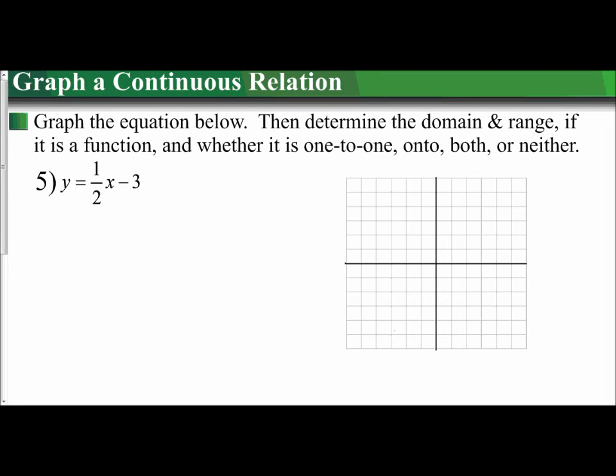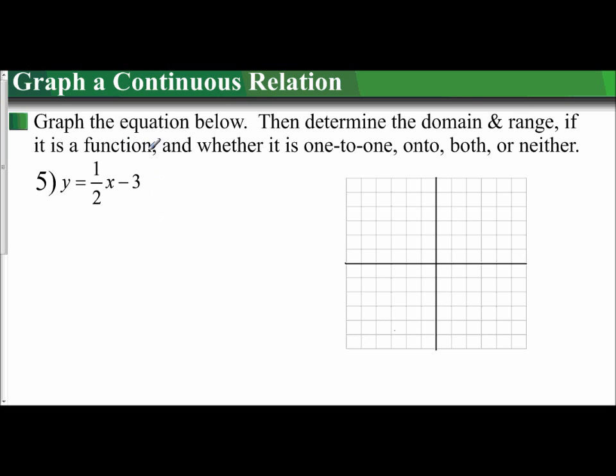In the following video, we're going to examine how to graph a continuous relation. The first example we're going to look at is y equals 1/2 x minus 3. We are asked to graph that equation, then determine the domain and range, and if it is a function, determine whether it is 1-to-1, onto, both, or neither. So the first continuous relation we're going to look at, y equals 1/2 x minus 3.